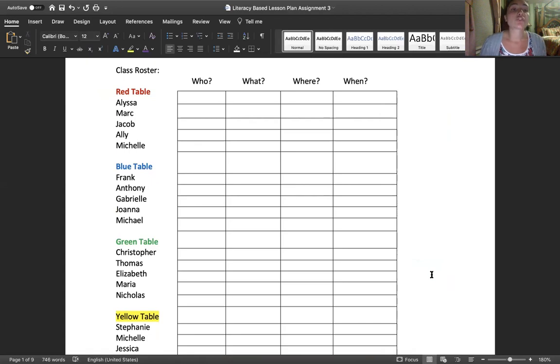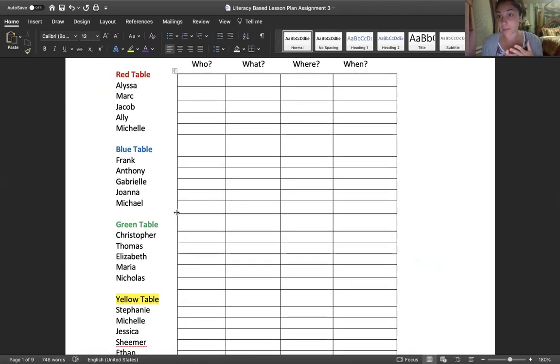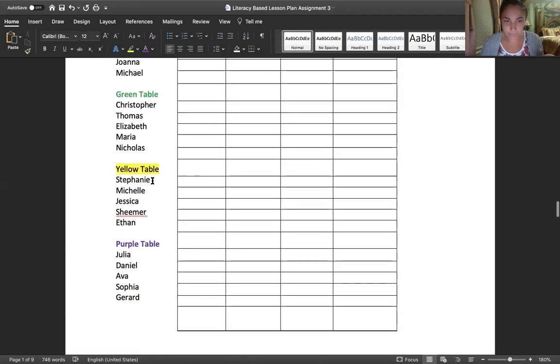I'm sorry. So I divided them up by tables. In kindergarten class, I've seen groups of tables divided by colors. So at the red table, there's Alyssa, Mark, Jacob, Allie, and Michelle. And I just broke them up by tables.